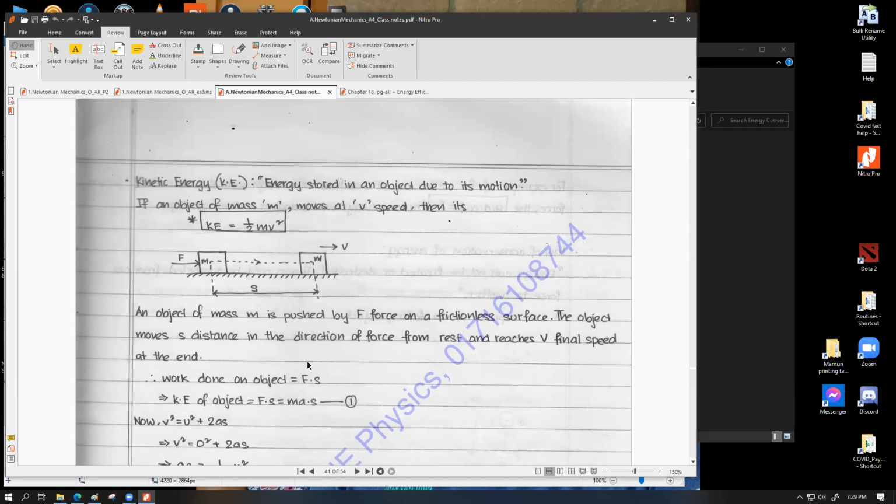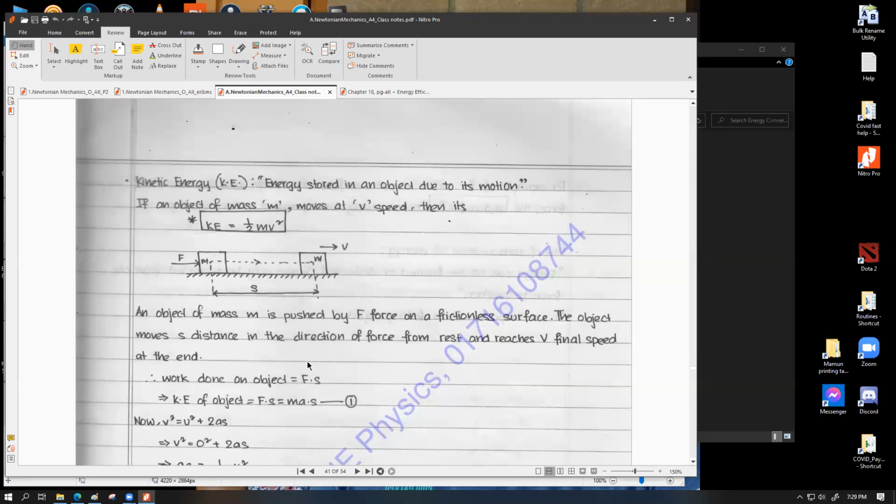Here we have a little bit of derivation for the formula for kinetic energy. Kinetic energy of an object is given by half mv squared. Half is a mathematical constant, and m is the mass of the object. v is the speed of the object at that instant for which we are measuring the kinetic energy.